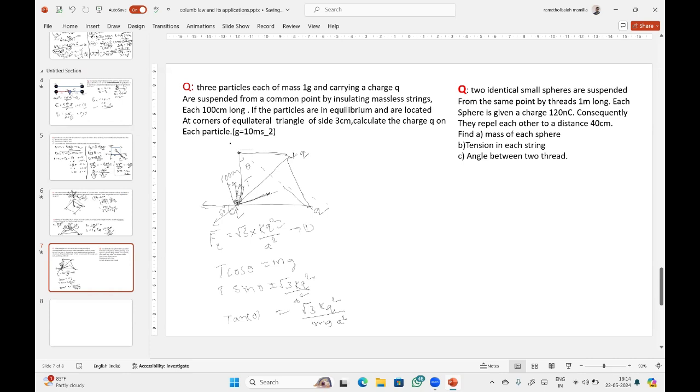Now we take tan theta from the diagram. Try to get tan theta. This is the length L they have given, so consider length L; afterwards we can substitute. This is the length L, and this side is A by √3, the perpendicular from the equilibrium point to the centroid. This is 90 degrees.